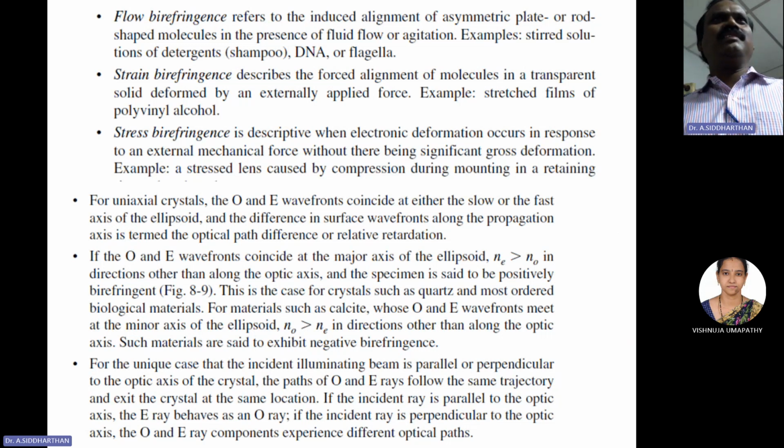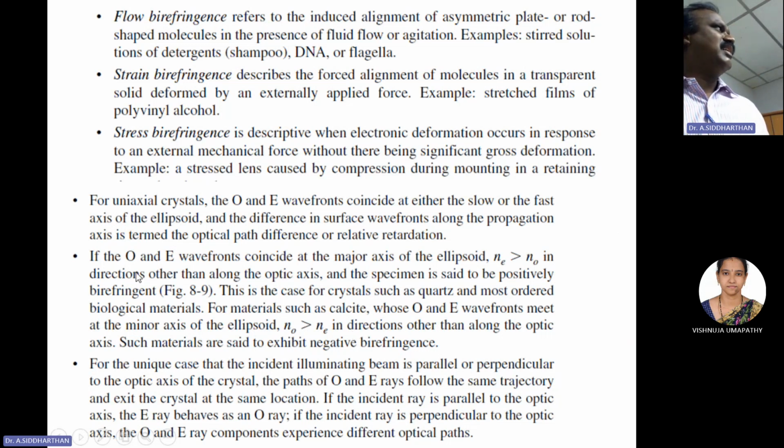You do FE analysis. Experimentally, if you want to study it, you have to attach a lot of strain gauges to measure it. One of the methods is called the photoelasticity method. That depends upon birefringence: forced alignment of molecules in a transparent solid deformed by an externally applied load. For example, polyvinyl alcohol.